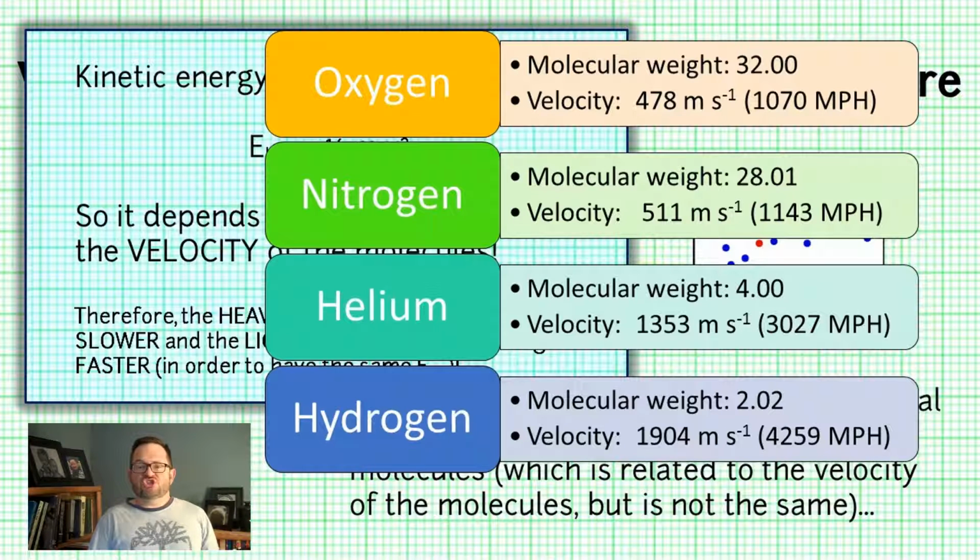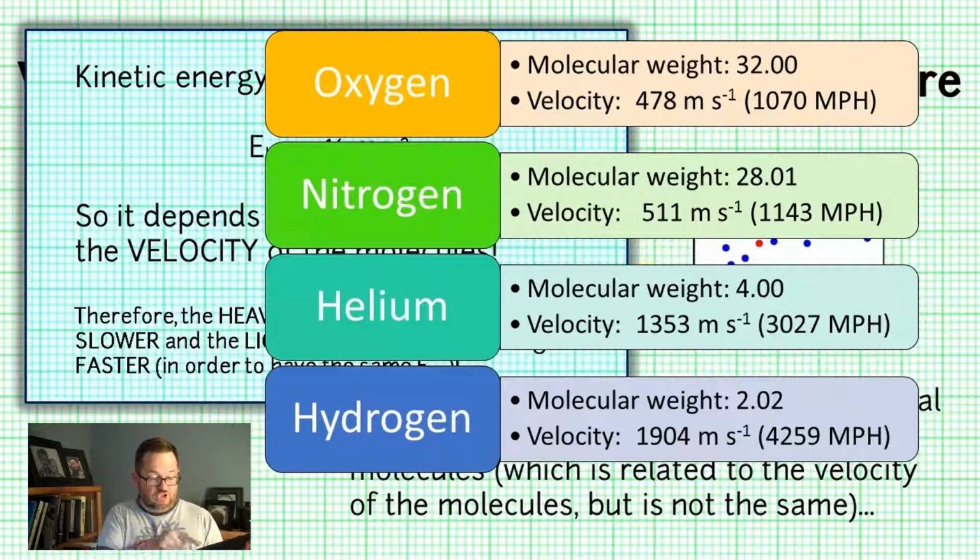And you can see that oxygen molecules have a mean speed of about 1,070 miles per hour at the density and the temperatures at the Earth's surface. Nitrogen molecules, though, are lighter, so at that same temperature and density, they have to be moving faster, 1,100 miles per hour. Helium molecules, on the other hand, are very light, and they move at over 3,000 miles per hour at the same temperature. And at the same temperature, hydrogen moves at over 4,000 miles per hour. So these lighter molecules are moving a whole lot faster. In fact, that's a really high speed those molecules are moving at.